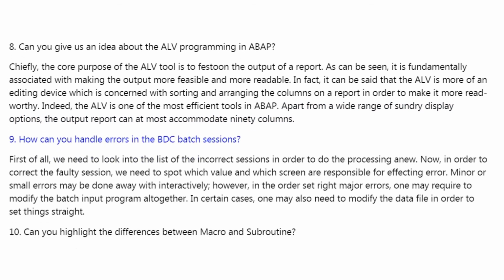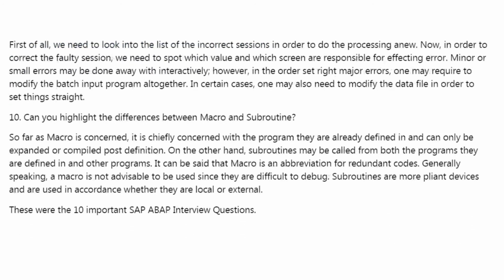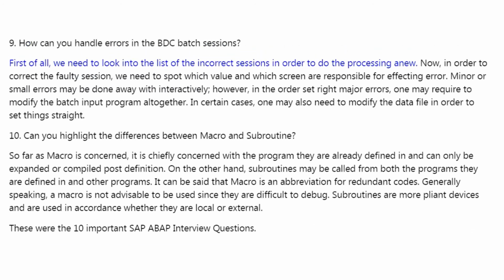9. How can you handle errors in the BDC batch sessions? First of all, we need to look into the list of the incorrect sessions in order to do the processing anew. Now, in order to correct the faulty session, we need to spot which value and which screen are responsible for affecting the error. Minor or small errors may be done away with interactively. However, in order to set right major errors, one may be required to modify the batch input program altogether. In certain cases, one may also need to modify the data file in order to set things straight.